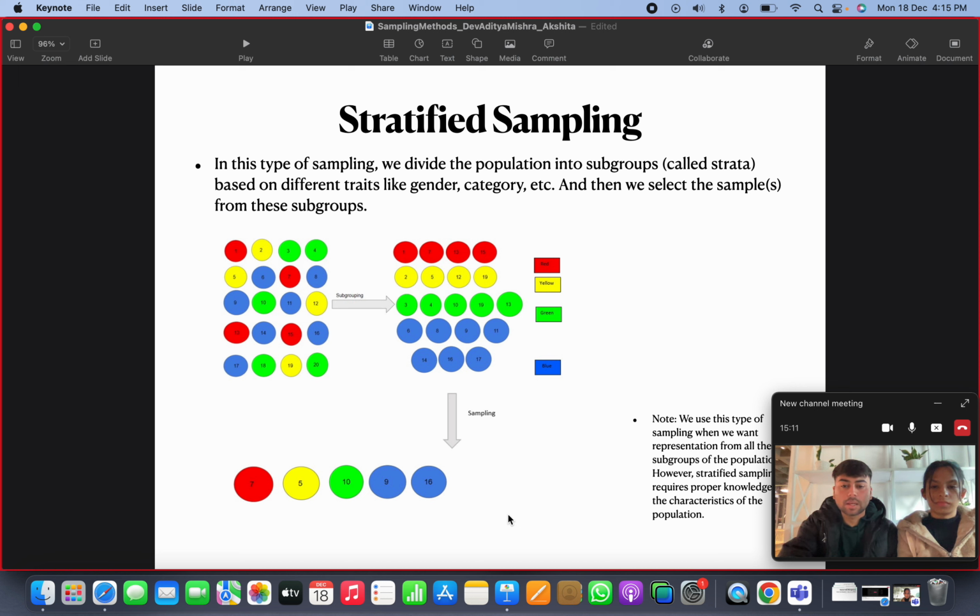In stratified sampling, we divide the population into subgroups based on some traits like gender, category, etc. Here we can see that there are color sets: red, yellow, green, blue, and we selected one sample from each color set. We use this type of sampling when we want representation from all the subgroups of the population.